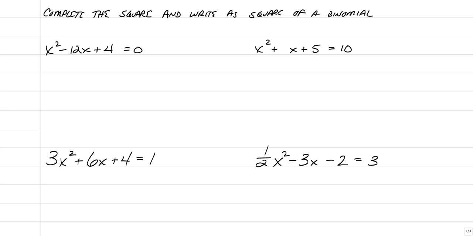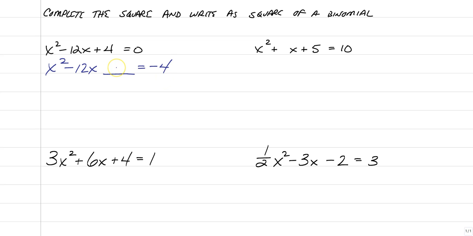So the first thing you would do is if you have a number on the left-hand side that does not have a variable attached to it, you have to move it to the other side first. So step 1 is to subtract the 4 over to the right. So we have x squared minus 12x, and this is where I say leave a little bit of room, and that's equal to a negative 4.